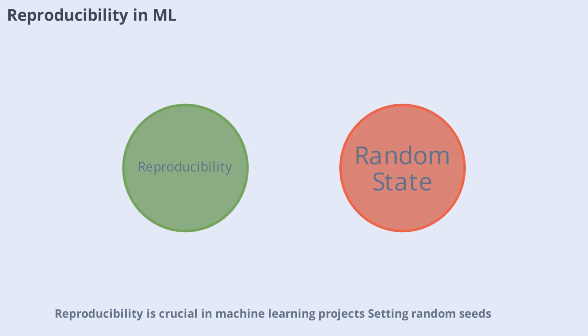Reproducibility is crucial in machine learning projects. Setting random seeds like the random state parameter in scikit-learn ensures that experiments can be repeated and results can be verified by different team members. This is especially important in collaborative environments and for regulatory compliance.